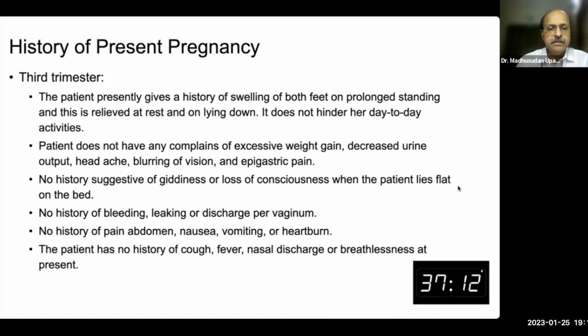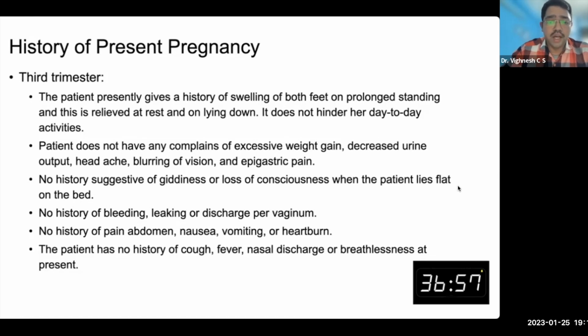Why did you get the history of no excessive weight gain, decreased urine output, no headache, no blurring of vision? Sir, these histories help me to rule out preeclampsia and hypertensive disorders of pregnancy, sir. Okay. When do they appear, basically? Sir, hypertensive disorders, preeclampsia per se can arise in the second trimester itself, sir. That is why I asked for the same history before also, and I'm just reconfirming whether week-wise. Sir, 20.